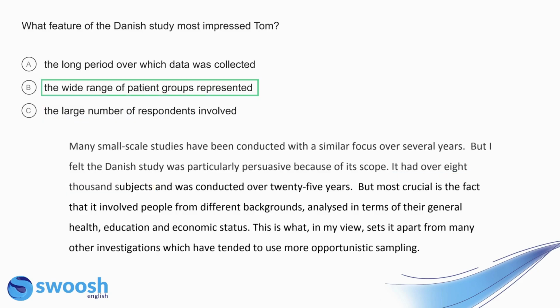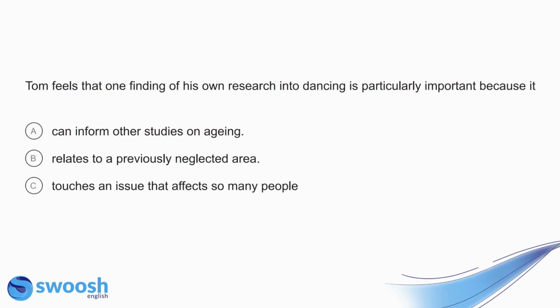So now let's go to option B, the wide range of patient groups. And if we refer back to our transcript, it says here most crucial is the fact that it involved people from different backgrounds. So you can see here that you've had to kind of infer this answer because the speaker doesn't actually say, this is what most impressed me, but he says most crucial is the fact that it involved people from different backgrounds. So we've kind of had to imply the answer there from his meaning, but we've got our answer there, option B. Let's take a look at another question now.